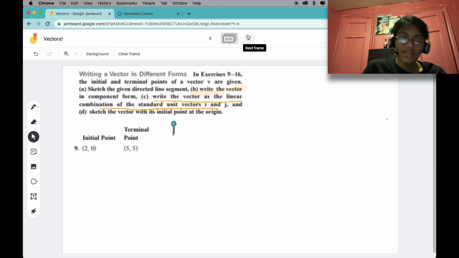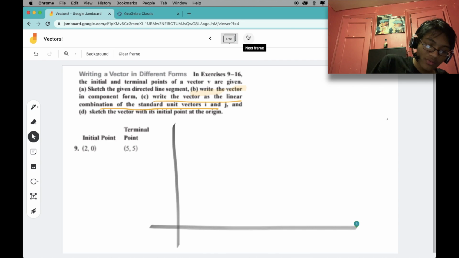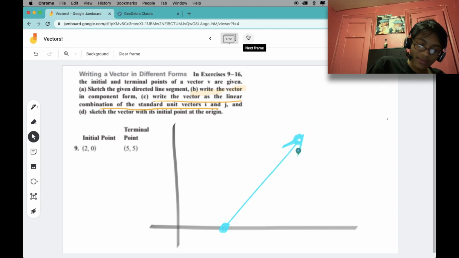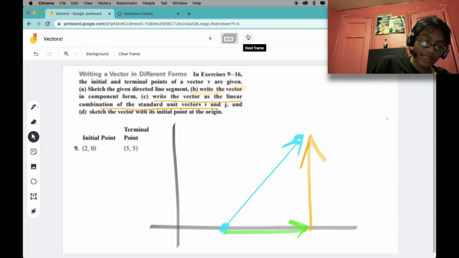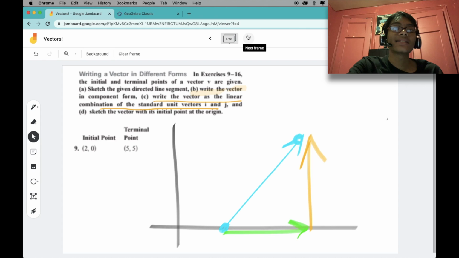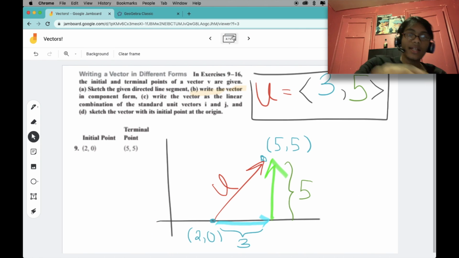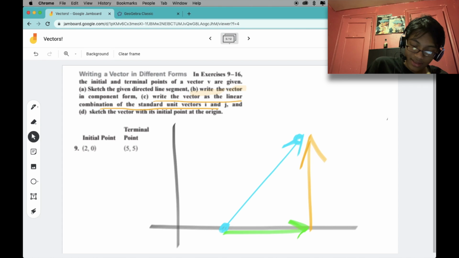Let me show you what I mean. Let's sketch the x and y axes here, and let me put down our initial and terminal point. As you can see, our vector goes some amount in the x direction, some amount in the y direction, and it ends up being that blue diagonal line. How much does it go in the x direction? We found out in the last slide that it goes 3 units in the x direction and 5 units in the y direction.